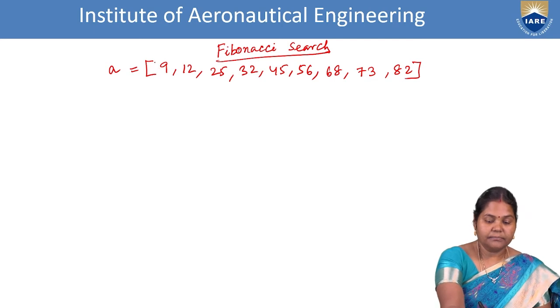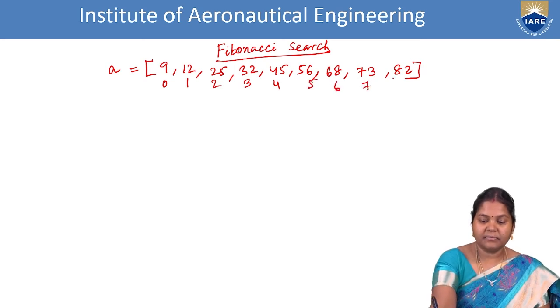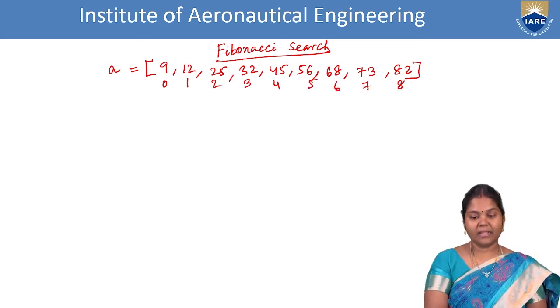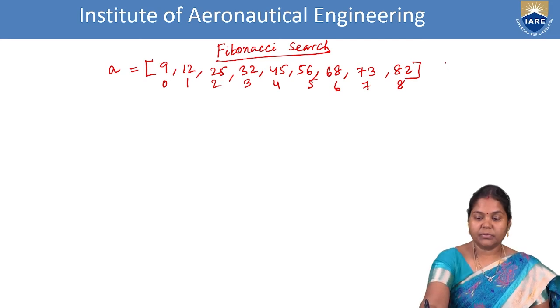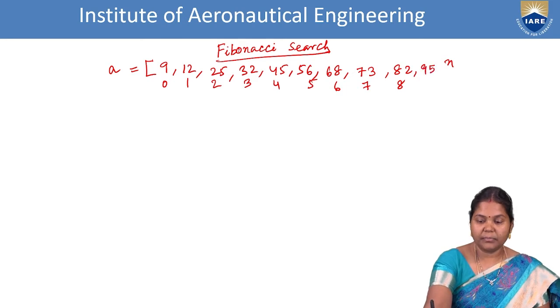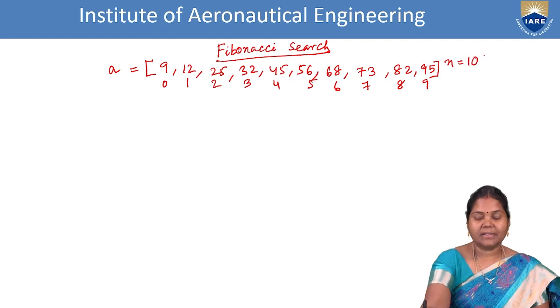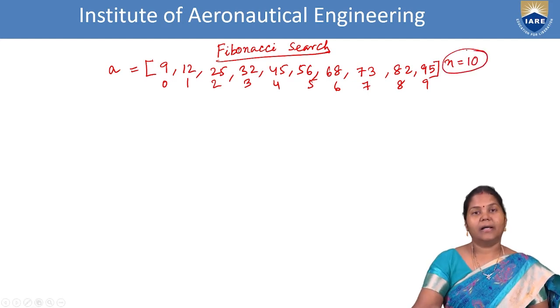Now, what are the index numbers? We'll write down the index numbers 0, 1, 2, 3, 4, 5, 6, 7 and 8. These are the 9 numbers. Or let us take one more number over here: 82 and 95, for example. So, totally 10 numbers are there in our array.